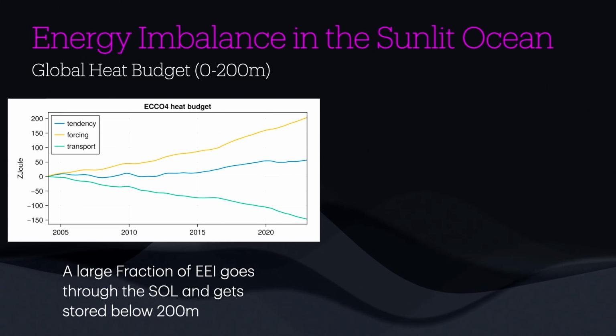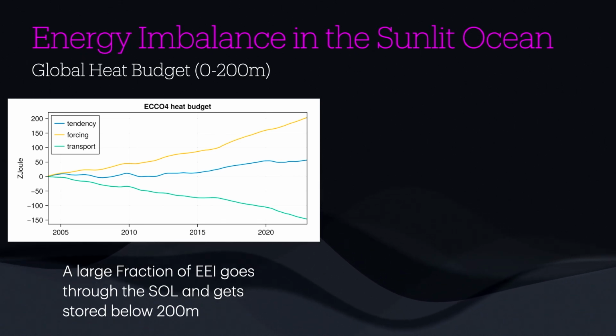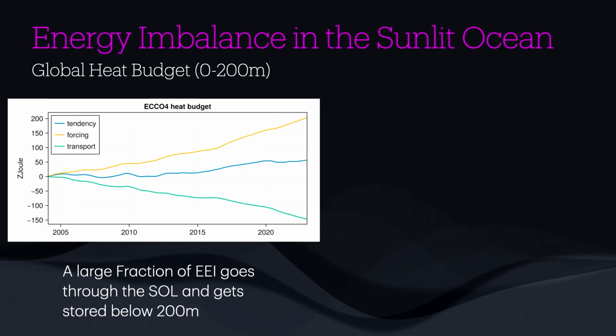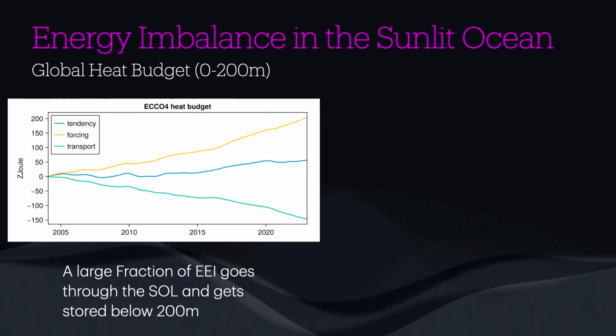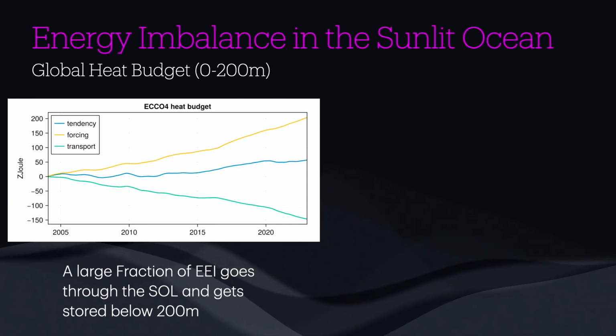It's called ocean heat content because it's integrated, so it's in weird units, but essentially it's the change in temperature over that layer. The orange line is what comes from the atmosphere, and the green line is what crosses 200-meter depth. So that's what you need to have to be able to explain what's going on in the blue line.